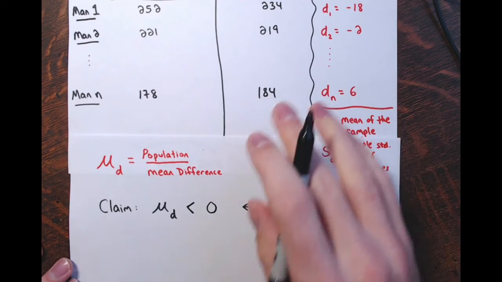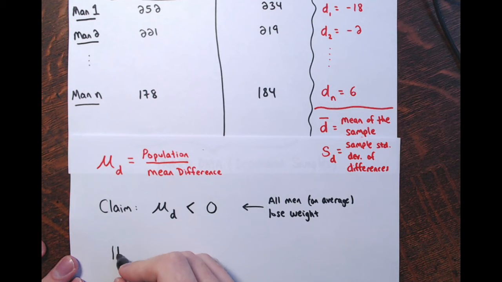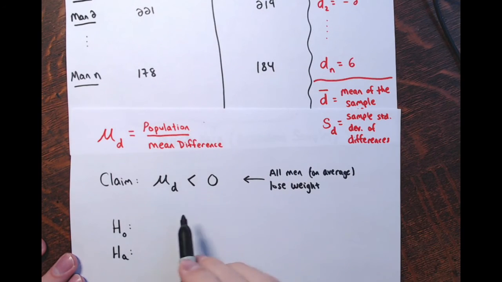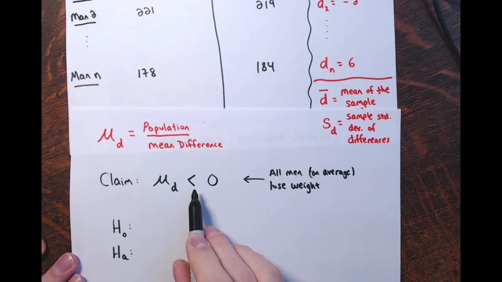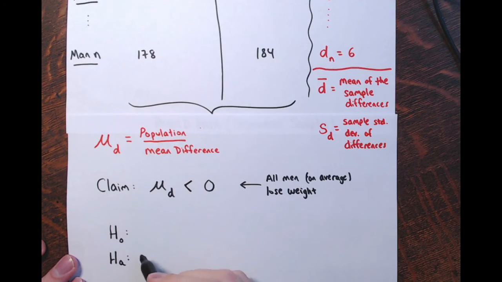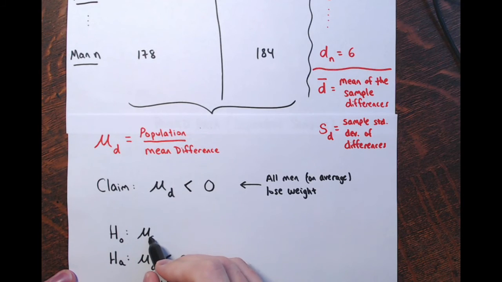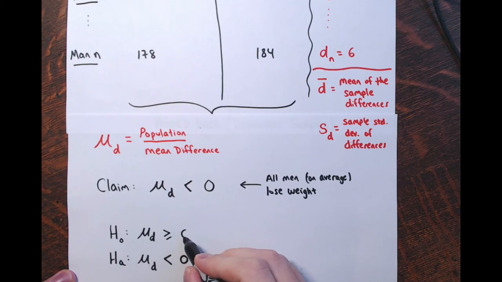And then, once a claim is established, you can set up your hypotheses, right? The null hypothesis, the alternative hypothesis. Now, this claim does not involve equality, right? So this is going to be represented by the alternative hypothesis, right? That the average difference for all men between their weight after and their weight before is negative, or that men on average will lose weight with this supplement. And then remember, the null hypothesis is going to be the opposite of this, right? That mu D, this mean difference for all men, will be greater than or equal to 0.